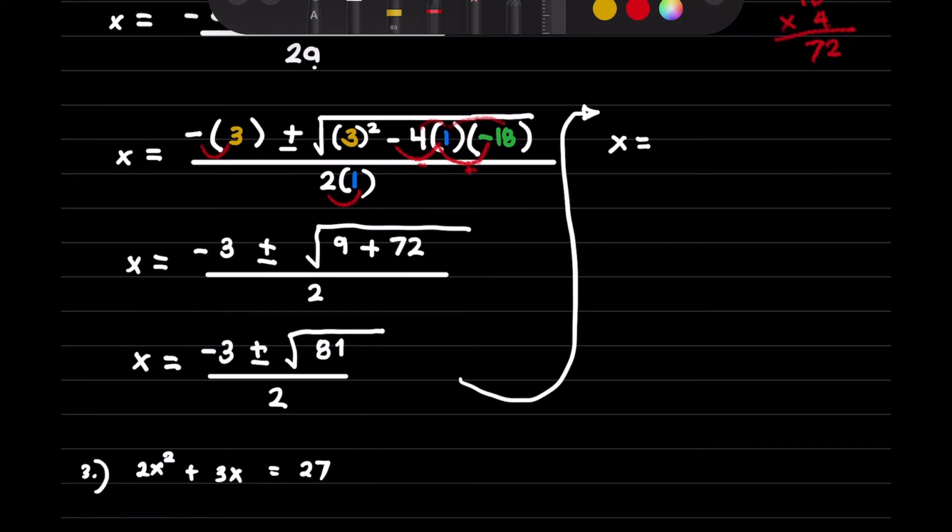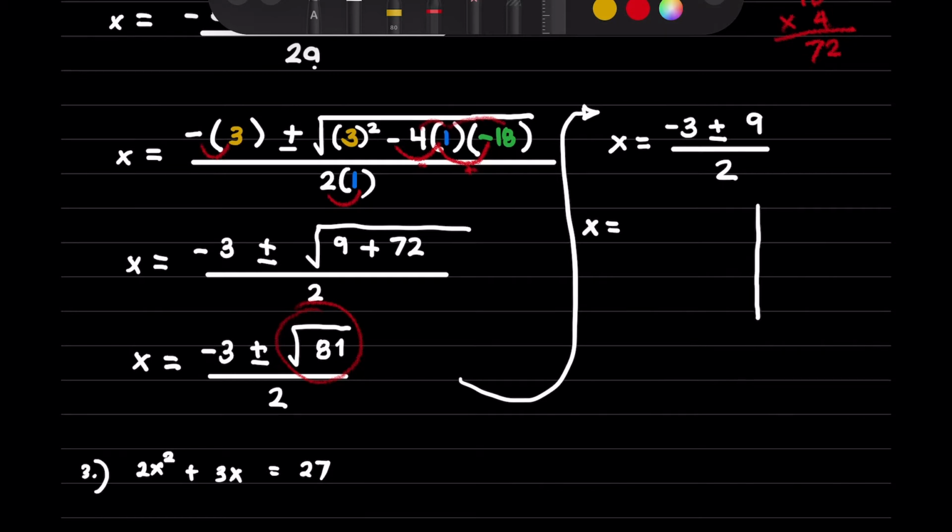X equals, now simplify pa rin natin yung nasa loob ng radical. Okay, which is yung radicand natin na 81. So, here, i-write lang natin negative 3 plus minus. What is the square root of 81? So, the square root of 81 is 9 over 2. Ngayon, kapag na-simplify na yung radicand natin o yung radical natin dyan, pwede na natin niyang i-separate. Okay? So, separate na natin yung dalawa.